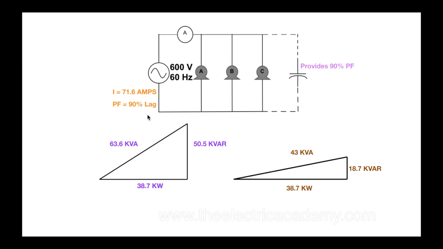So that's awesome. But how do we decide what size capacitor we need to do that? Well, let's take a look over here. We have 50.5 kVAR of wattless power, or of inductive power. We want it to be down to 18.7. So we need to push it down from 50.5 to 18.7. How do we do that? We take 50.5 and we subtract 18.7, and therefore this capacitor here has to end up being 31.8 kVAR.